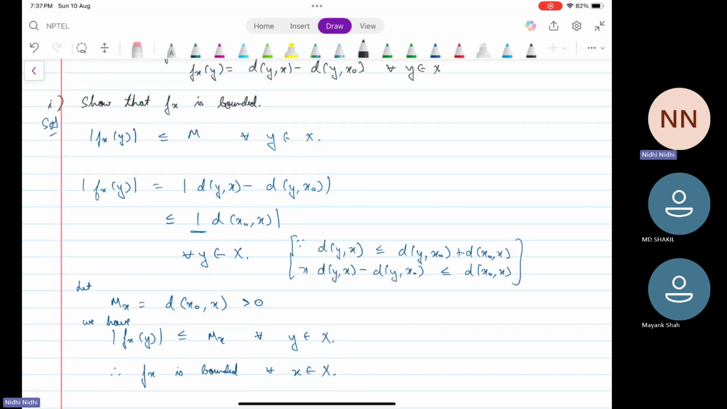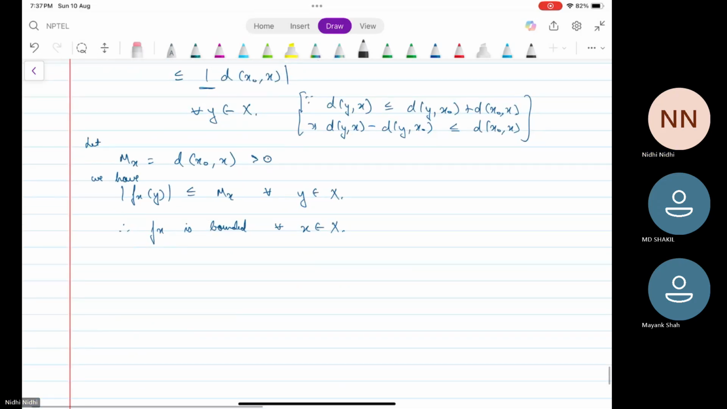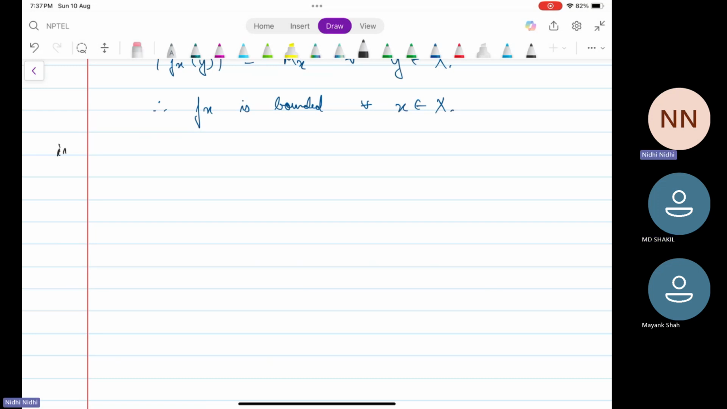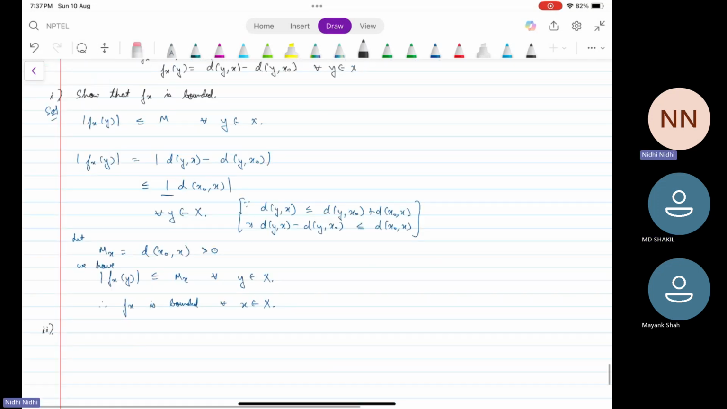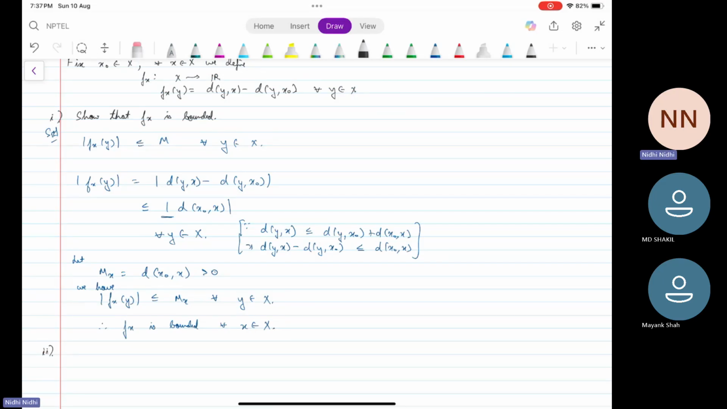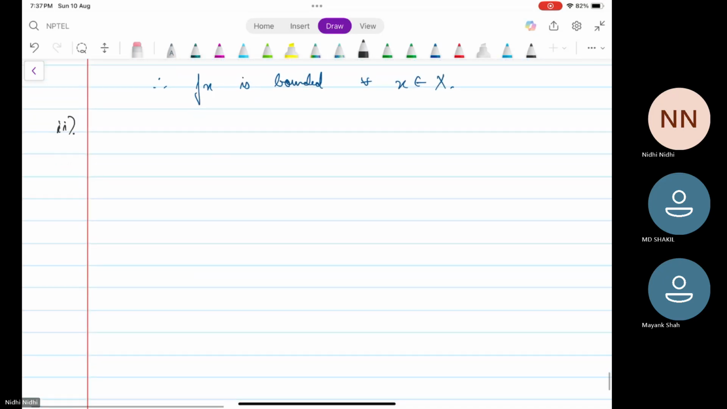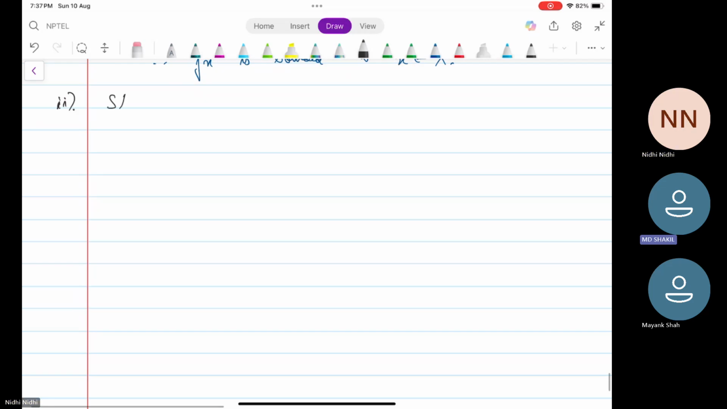Next, we will see that this f_x is continuous. Is it pointwise bounded? Not pointwise. I mean, for a fixed x, f_x is a function. This f_x is bounded. That bound will obviously depend on x, but each f_x is bounded. Next, we will show that f_x is continuous. Again, each of the functions f_x is continuous.